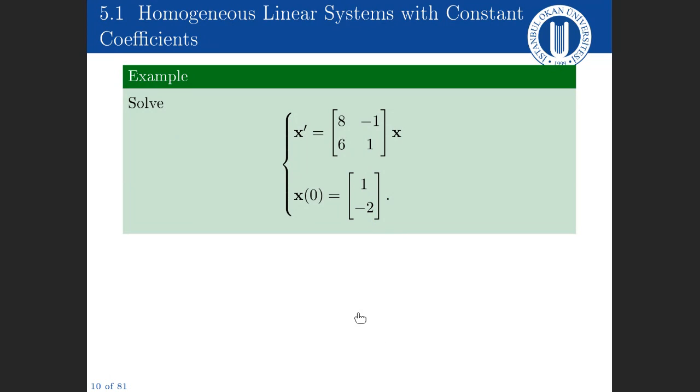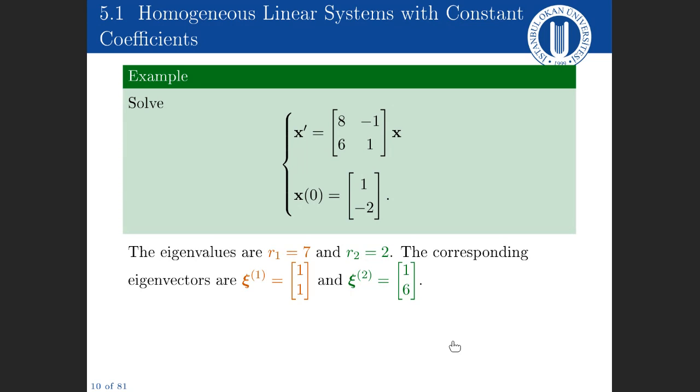Now let's do an initial value problem. Solve x prime is equal to the matrix (8, -1; 6, 1) times x, with the initial condition x of 0 is equal to (1, -2). I'm not going to be calculating the eigenvalues and the eigenvectors each time. From now on, in most of the examples, I'm just going to be telling you the eigenvalues and the eigenvectors, and I'm going to be trusting that you know how to calculate these yourself. The eigenvalues of this matrix are 7 and 2, and the corresponding eigenvectors are (1, 1) and (1, 6).